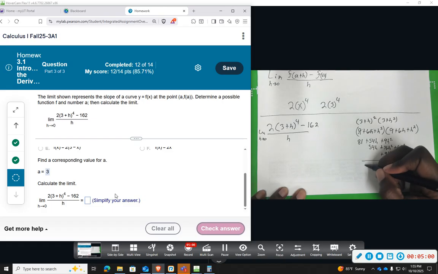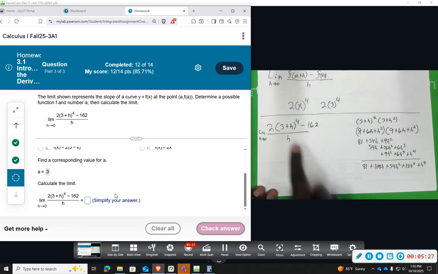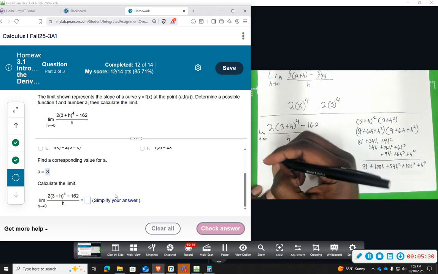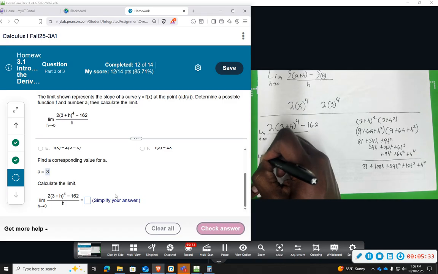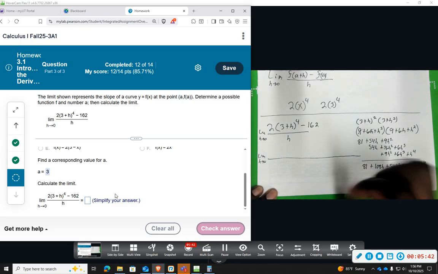Okay, so simplifying all this will give me 81 plus 108h. 36 and 18 is 54h squared, plus 12h cubed, plus h to the fourth. Okay, and then we have to multiply all of this times 2. Okay, so we're going to do 2 times the limit as h goes to 0. I'm going to take this whole expression and multiply times 2. So 2 times the 81, 162.